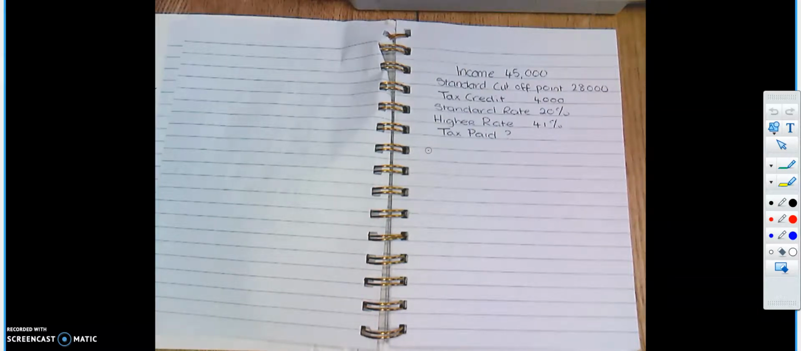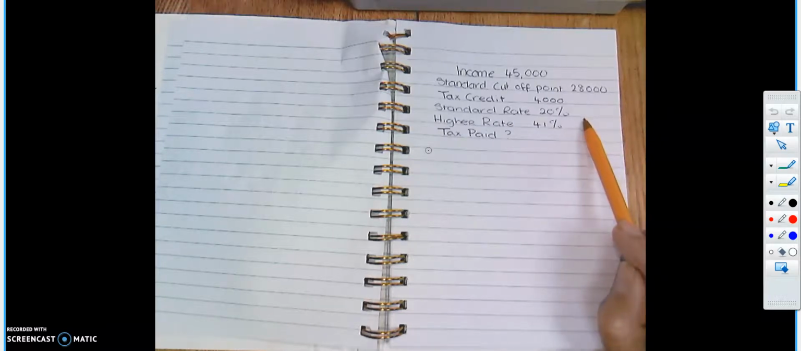Okay, so if we look at a question, you could get a question which tells you you have a person and they have an income of 45,000 euros a year. In the question, there will be a sentence written about the standard cutoff point. So in this case, the standard cutoff point is 28,000. That means if the person earns up to 28,000, they pay the low rate of tax. If they earn over 28,000, they will pay the higher rate of tax. So 45,000 is higher than 28,000, so this person will be paying the high and the standard rate of tax. For this question, the standard rate of tax is 20%, the higher rate is 41%.